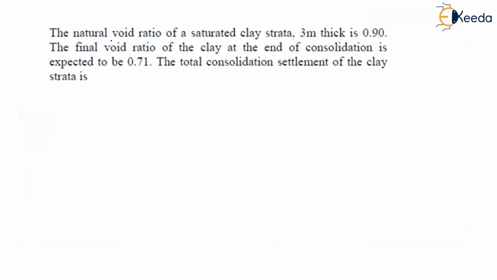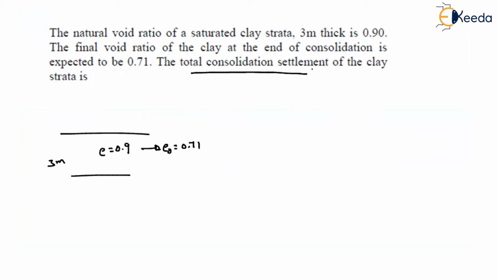What is given? The natural void ratio of a saturated clay stratum 3 meter thick is 0.9. That means there is a 3 meter layer. For that, what is the void ratio? 0.9. The final void ratio of the clay at the end of consolidation is decreased to 0.71. What are they asking? They are asking us to find the consolidation settlement.